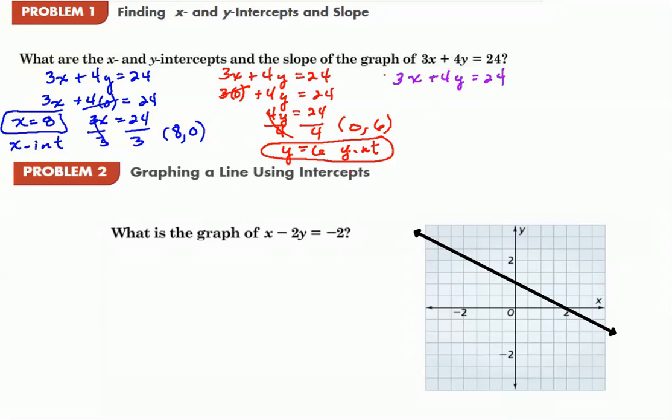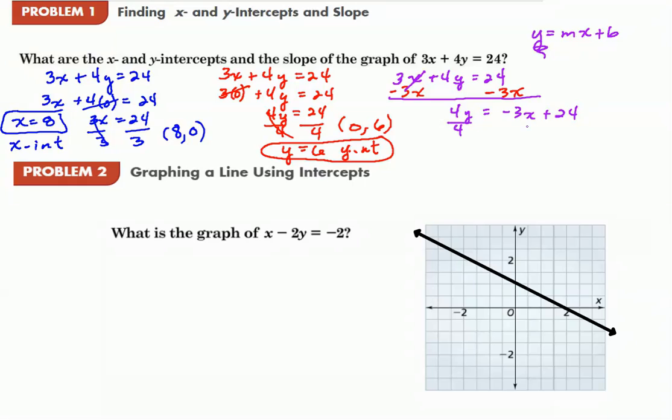Now, for the last one, we want to find the slope. This is going to be done here in purple. So what I'm going to do is solve this and turn this into slope-intercept form, which is the y equals mx plus b form. So what I want to do is make y by itself. In order for me to solve for y, I need to get rid of this 3x. So I'm going to subtract 3x on both sides of the equation, and I'm going to be left with 4y equals negative 3x plus 24.